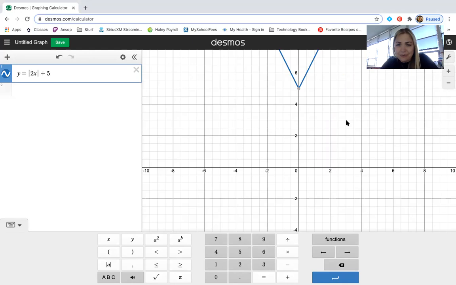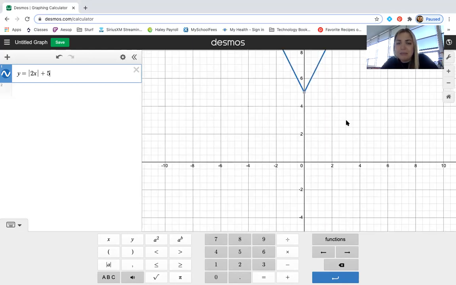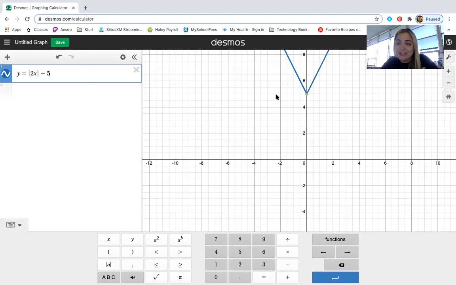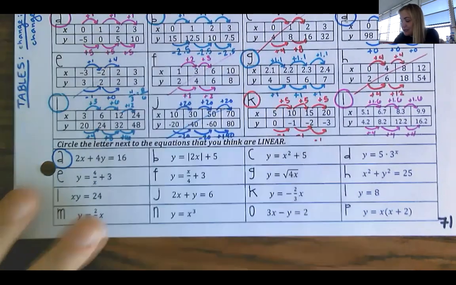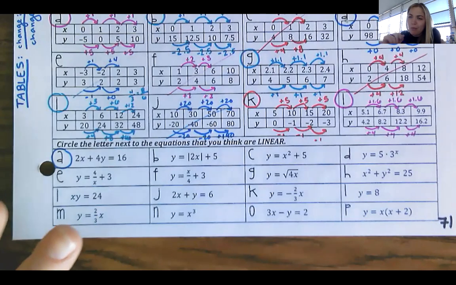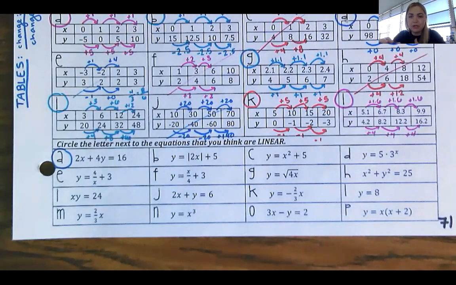If you ever can't see really well on this, you can zoom out or you can zoom in, but this one, definitely not linear. That's not a straight line. So I'm going to go back to my paper and I can show that this one was not linear. So I'm going to not circle this next one. It was not linear. And we'll talk about why it wasn't linear once we get done with all of these.